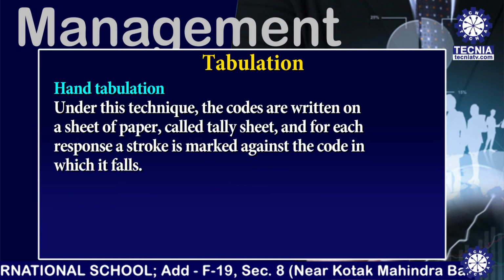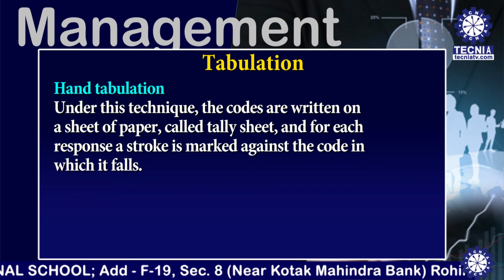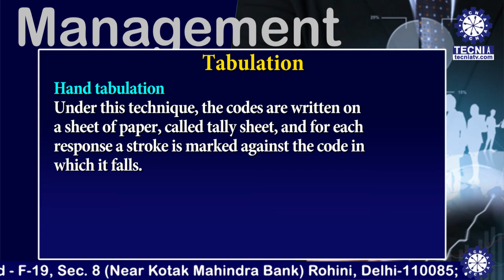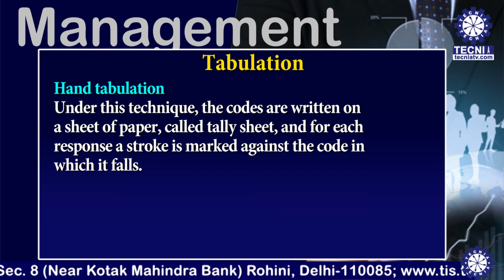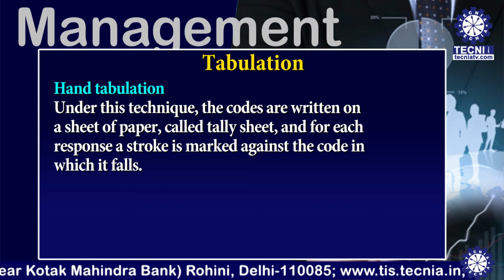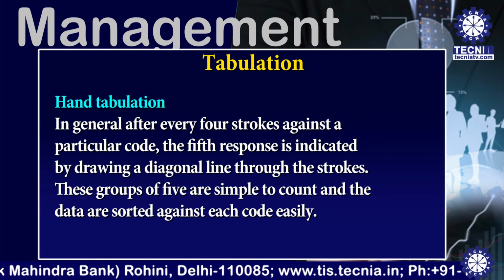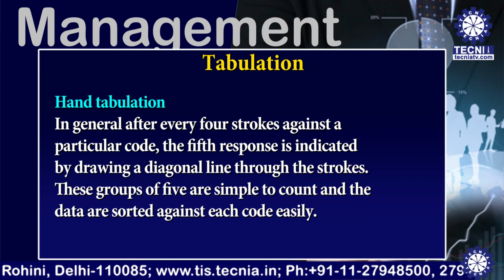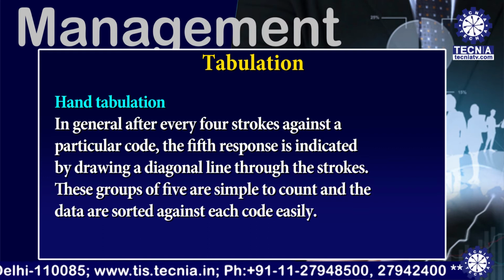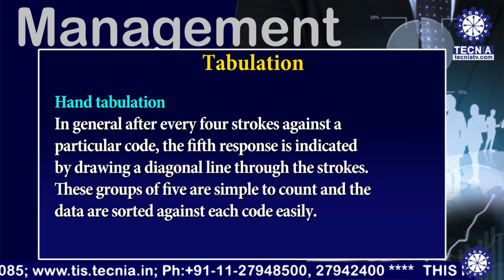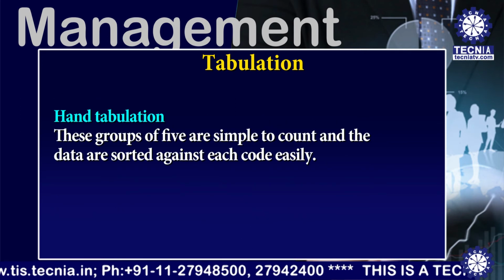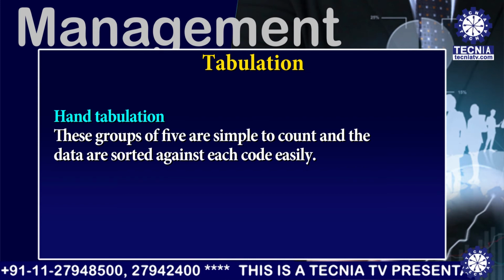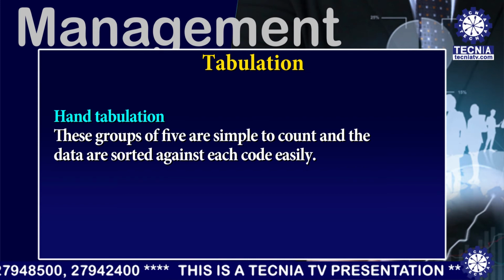Under this technique, the codes are written on a sheet of paper called tally sheet, and for each response, a stroke is marked against the code in which it falls. In general, after every 4 strokes against a particular code, the 5th response is indicated by drawing a diagonal line through the strokes. These groups of 5 are simple to count and the data are sorted against each code easily.